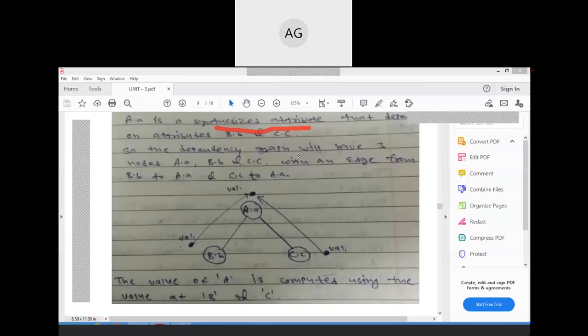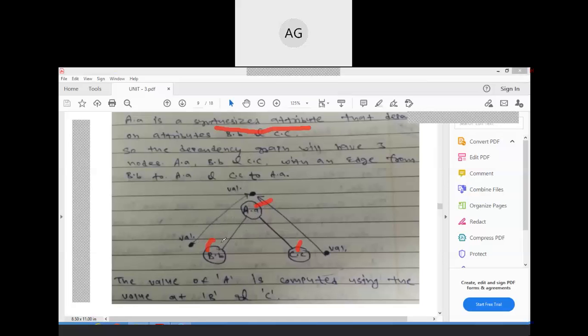So the dependency graph will have three nodes. These are the three nodes, as you can see on your screen: A.a, B.b, and C.c. So the dependency graph contains these three nodes with an edge from B.b to A.a. As you can see here, this is the edge from B.b to A.a, because in the case of a synthesized attribute, we can get the parent value from the children. So the direction of this graph is from the children to the parent.